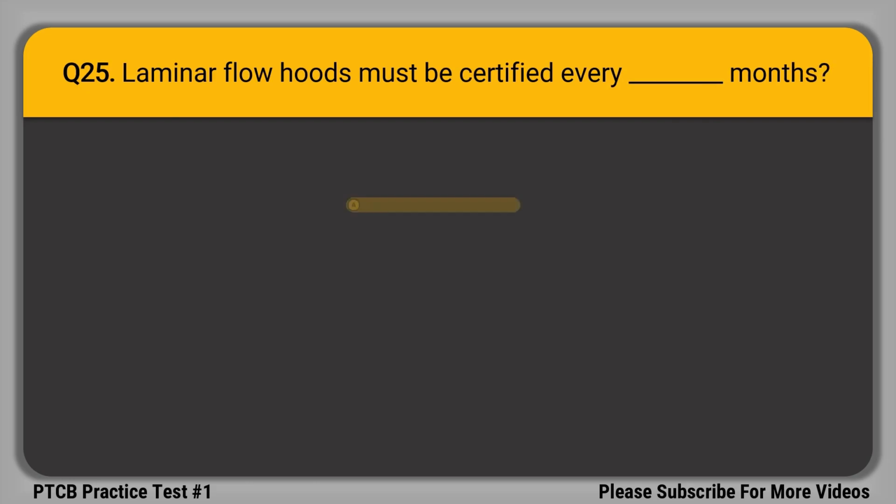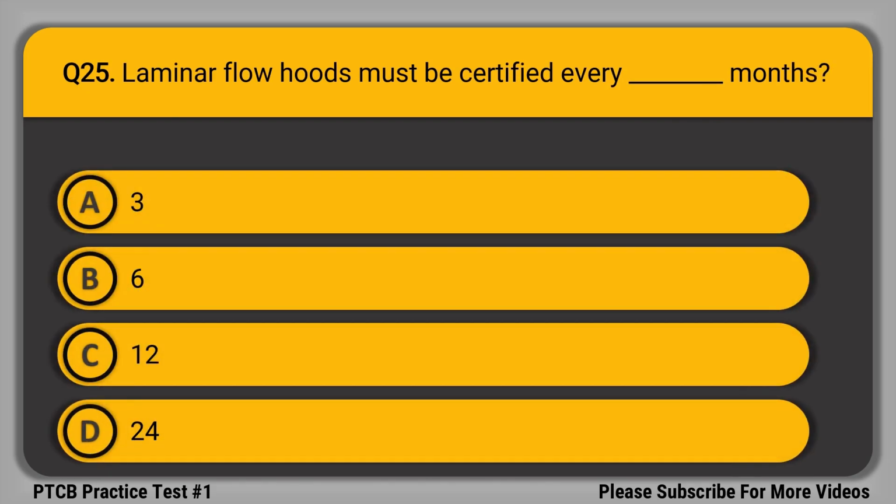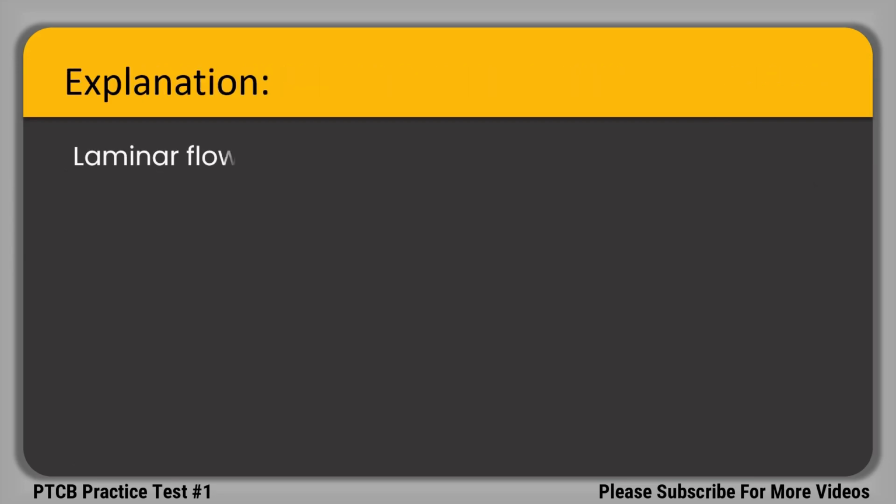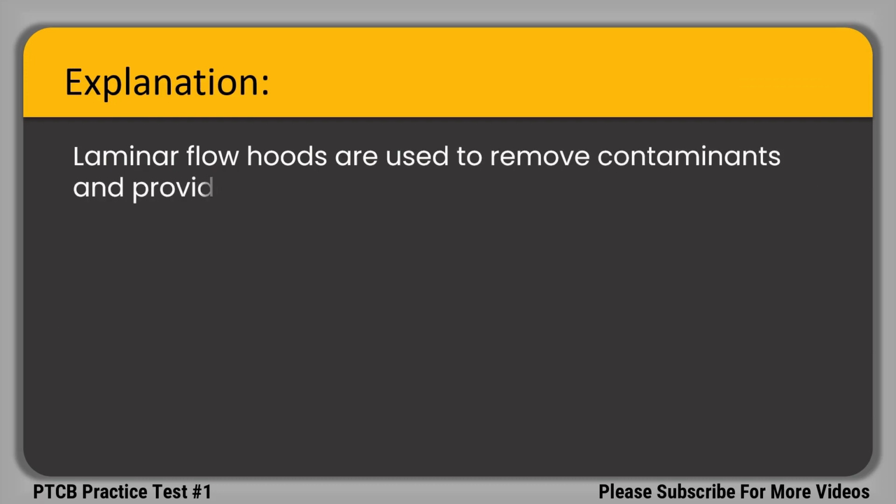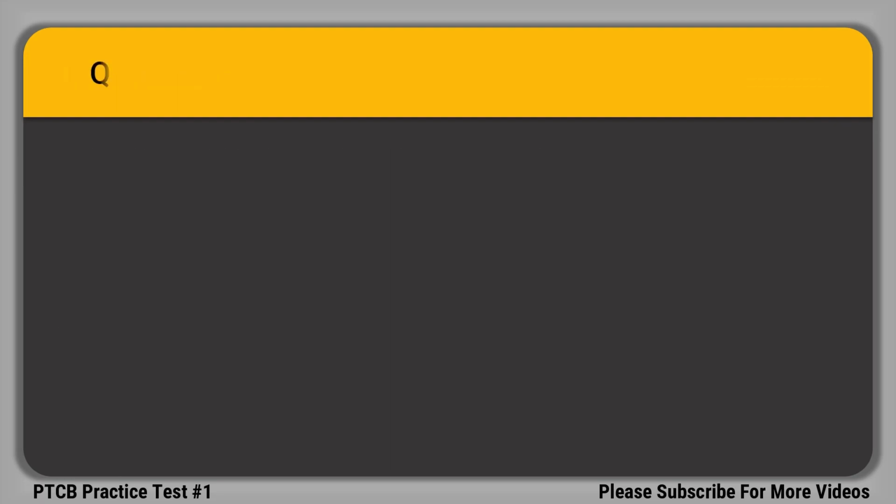Question 25. Laminar flow hoods must be certified every how many months? A. 3. B. 6. C. 12. Or D. 24. B. 6. Laminar flow hoods are used to remove contaminants and provide clean air to the working area.